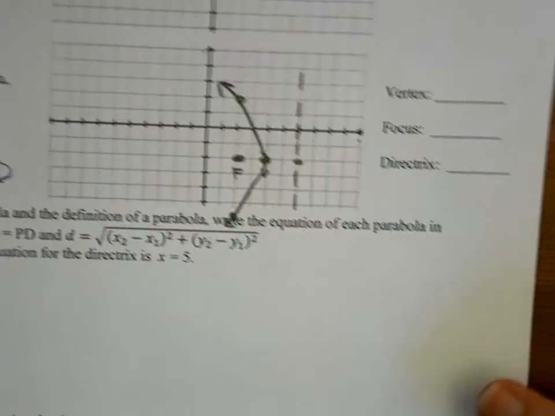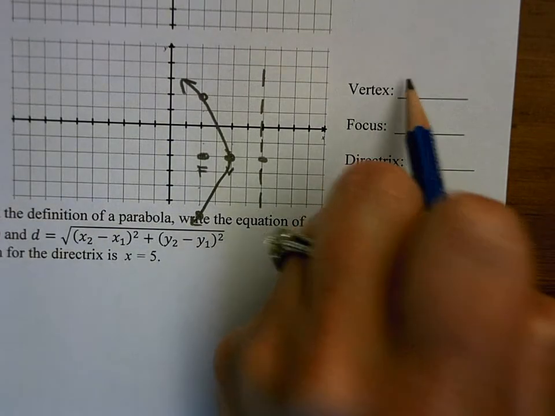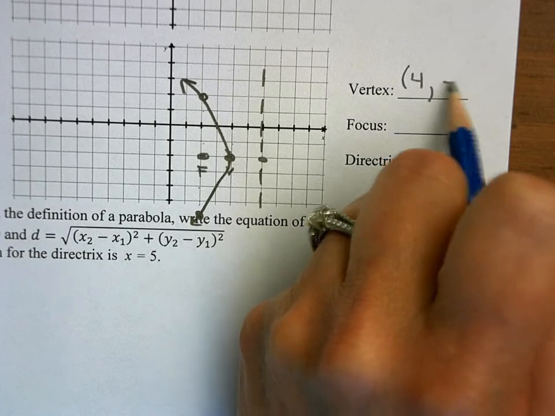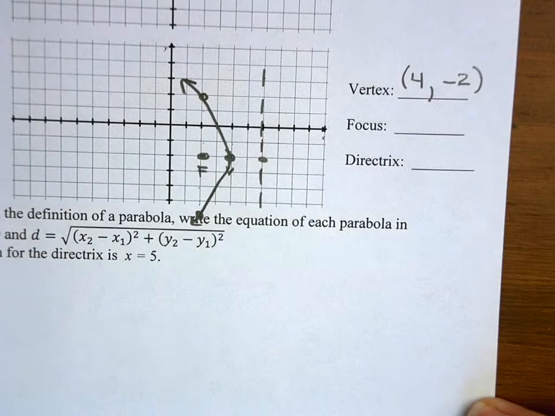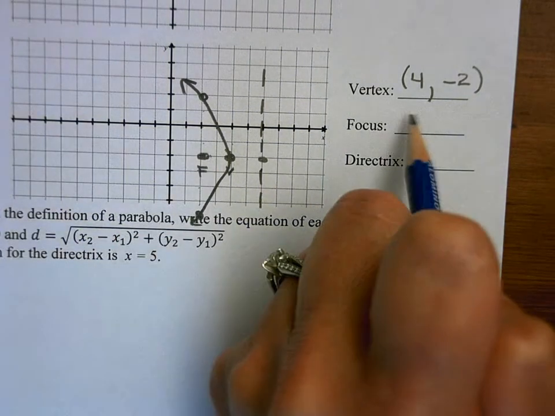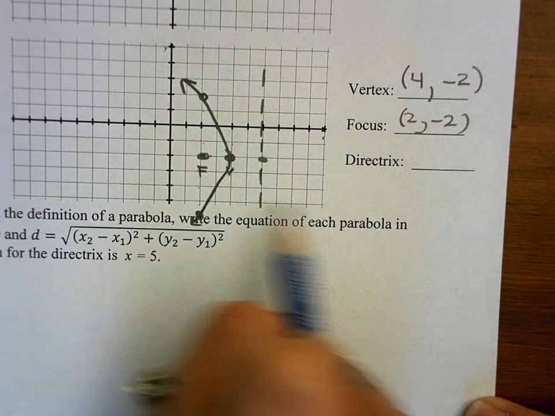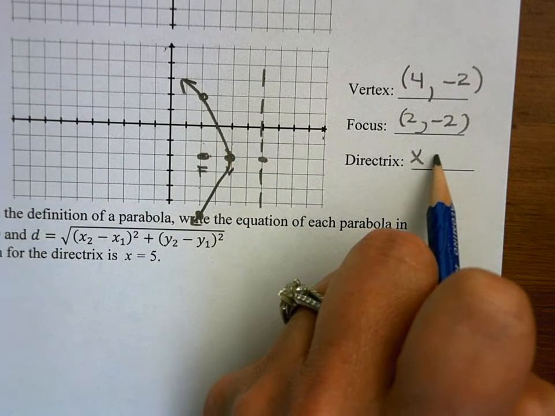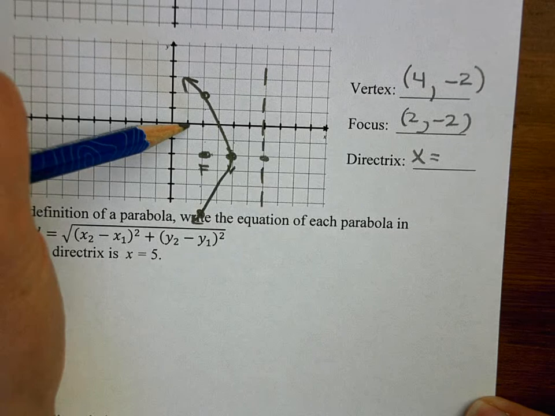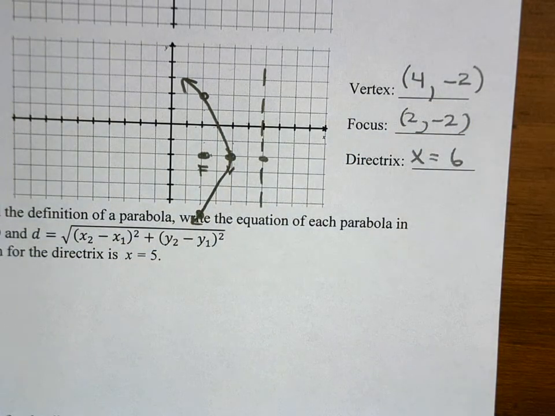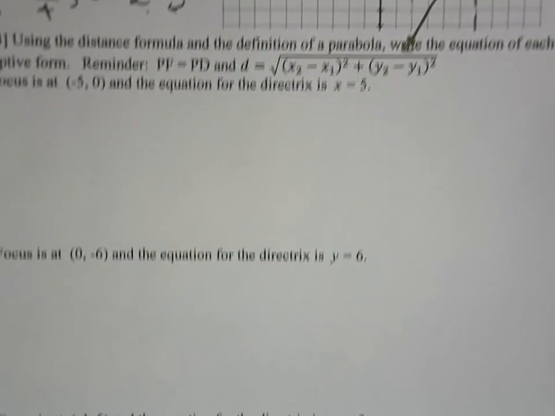So then my vertex was at 4, negative 2. And then my focus is here, so that was at 2, negative 2. My directrix is here, so I say what axis it's crossing, so it's crossing the x-axis because it's a line. And then at 6, so x equals 6. Okay. All right, and then let's take a look at number 13.